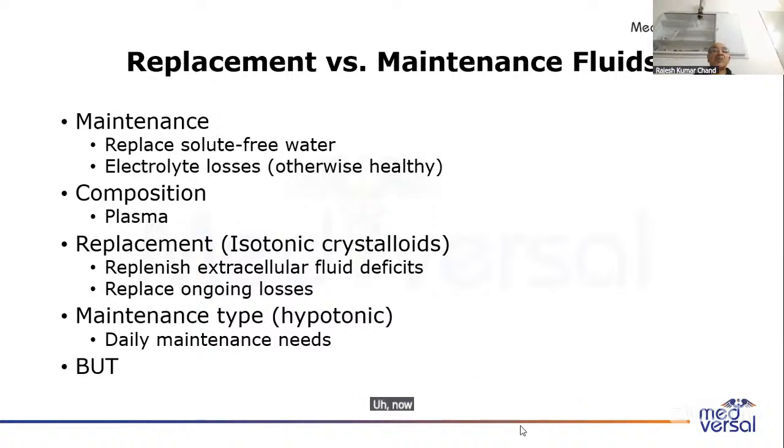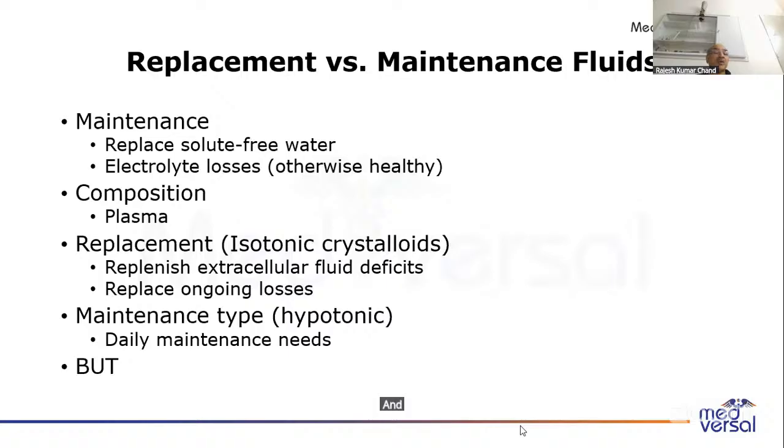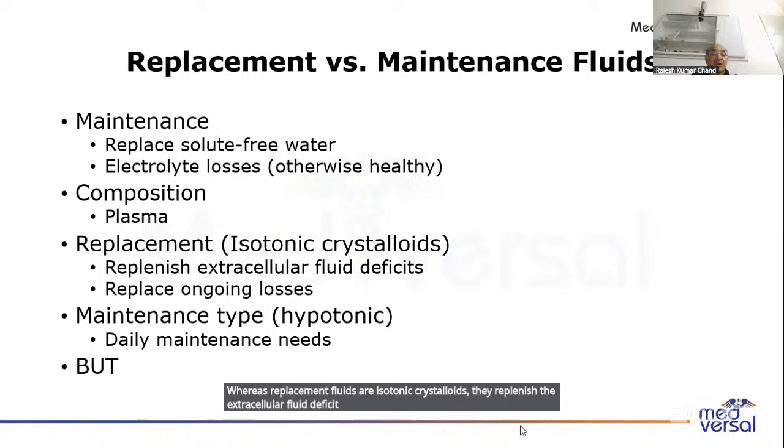Now, talking about replacement versus maintenance fluid. So, we use maintenance fluids to replace solute-free water and electrolyte losses in otherwise healthy patients. And the composition of those fluids is similar to that of plasma. Whereas replacement fluids are isotonic crystalloids, they replenish the extracellular fluid deficit and replace ongoing losses.